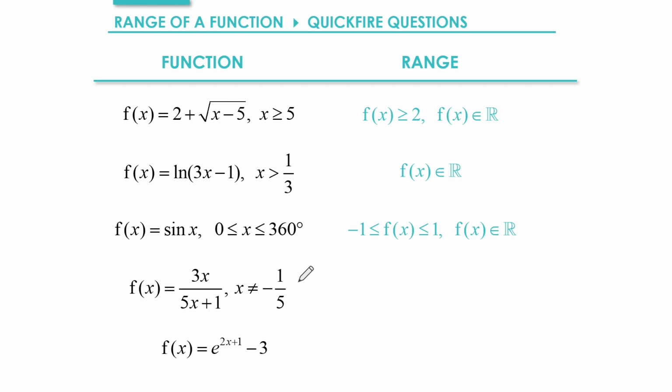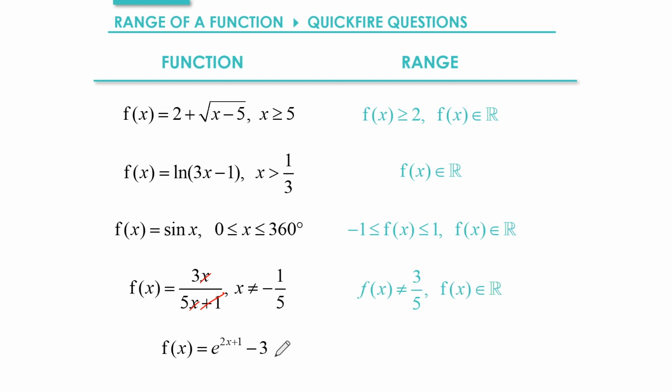For the next one, f of x is 3x over 5x plus 1. Consider what happens when x approaches infinity. The +1 will become irrelevant. We can then cancel the x's. We get an asymptote at y equals 3/5. So our answer is f of x is not equal to 3/5.